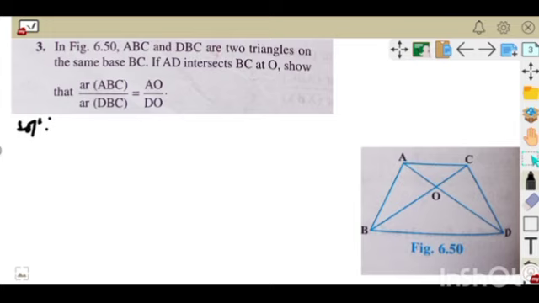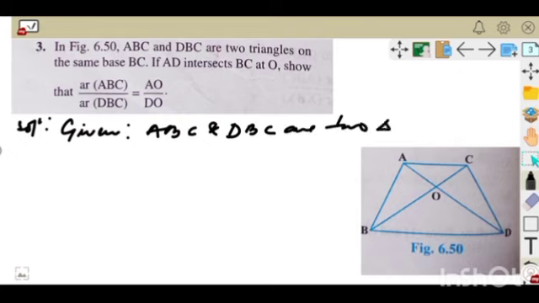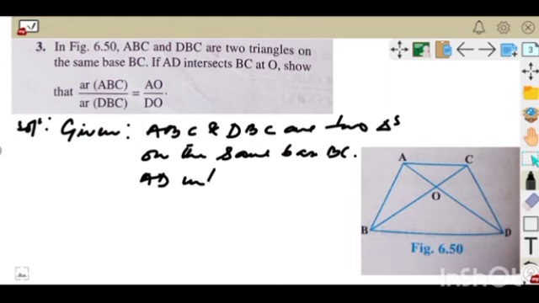First, the given. What shall we write in the given? I'll write here: ABC and DBC are two triangles on the same base BC. And AD intersects BC at O.